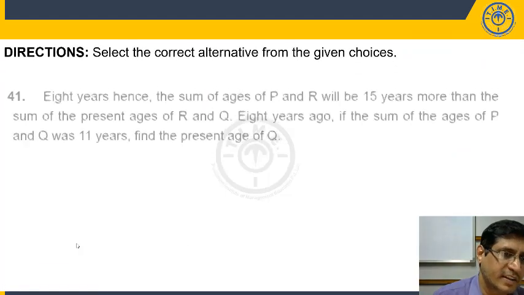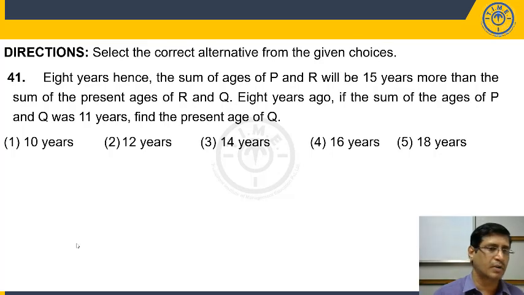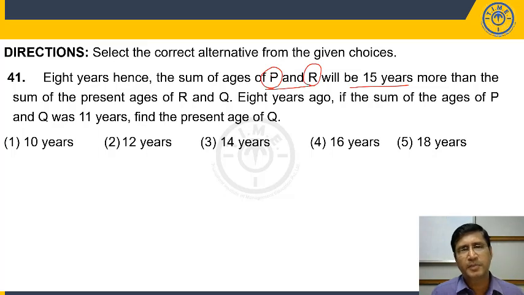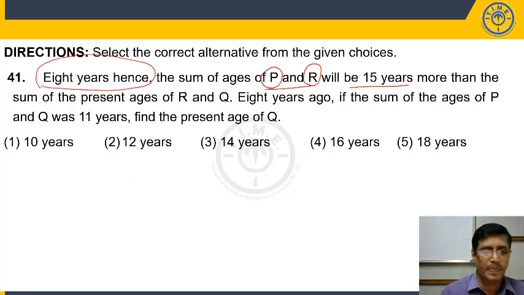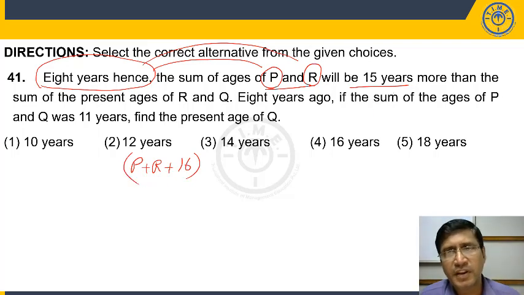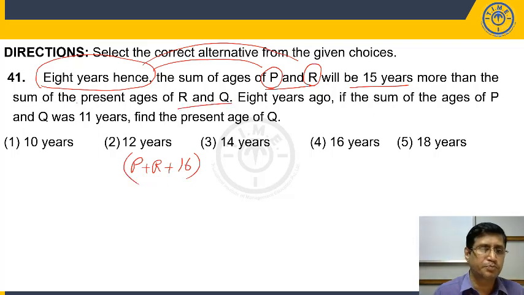Okay. Now look at the next example on your screen. Question number 41. 8 years hence, sum of the ages of P and R will be 15 years more. Take the ages of P and R as P and R. Then 8 years hence means we just need to add 8. So when you add 8 to P as well as R, it becomes P plus R plus 8 plus 8, 16, which is 15 years more than R plus Q's present age.